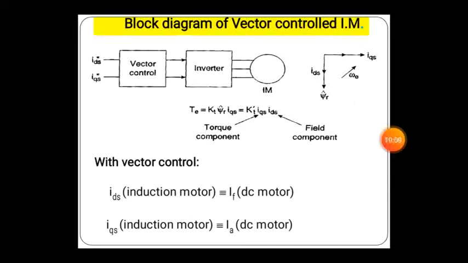And we are talking about the analogues of the DC motor in vector control. In the induction motor, IDS is analogous to the DC motor's IF, that is the field current. As in the case of the induction motor, IQS is the quadrature axis current, in the DC motor that is the armature current. So these are the analogues of the DC motor.